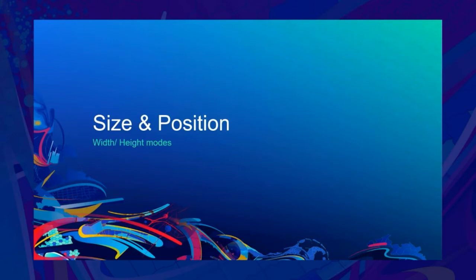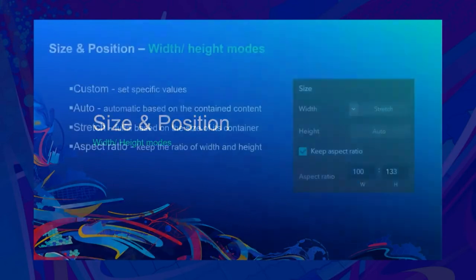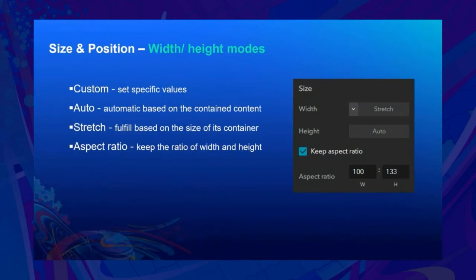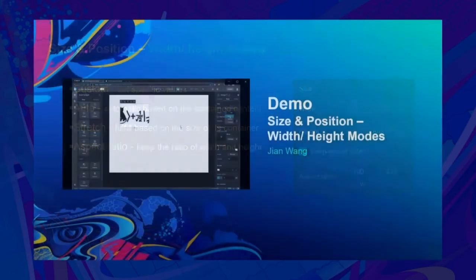Now let's talk about the adapt mode of widgets' width and height. There are 4 modes you may see: custom, auto, stretch, and aspect ratio. Custom means you can set specific values you like. While in auto mode, the widget's width and height will automatically adapt based on its contained content. Stretch mode will let the widget fulfill the size of its container. That's the full width or full height. In some widgets, you may see another option, aspect ratio. When one of the width or height use auto mode, enabling this option will keep the ratio of width and height. Let's see the demo.